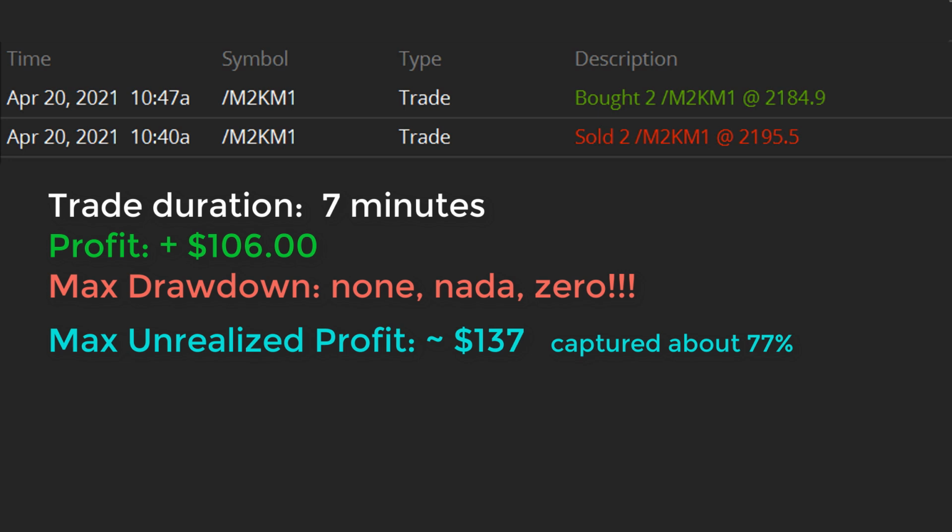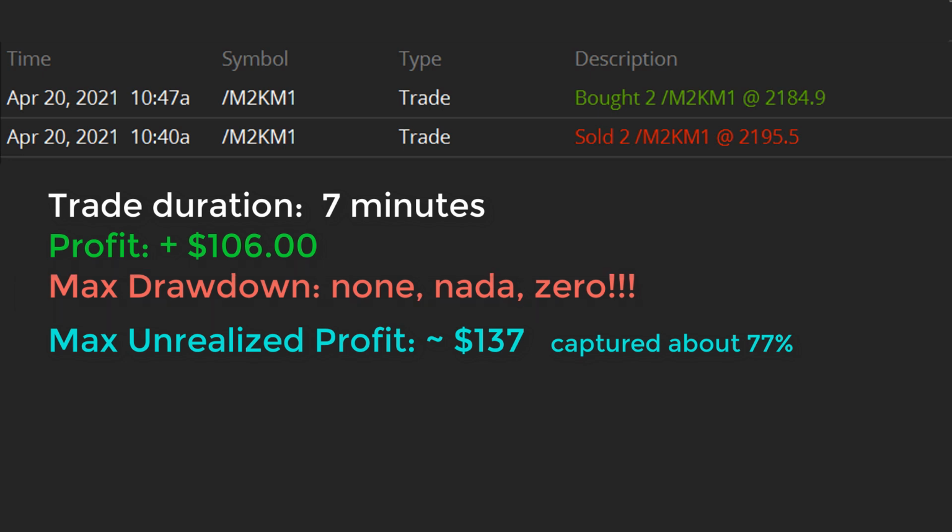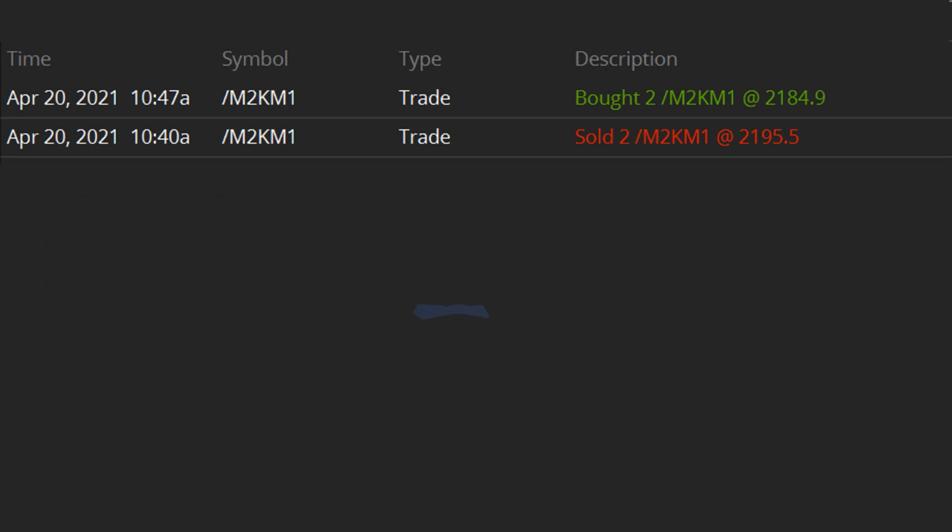The numbers, 7 minutes, $106. I like that. Maximum drawdown, I like that even more. And a maximum unrealized profit. It got up to about $137, and I captured almost 80% of it, which is pretty good. And I'm very pleased with that. And this was a fun trade. It had 5 different stop points in it, and you have to be really vigilant about keeping those profits.